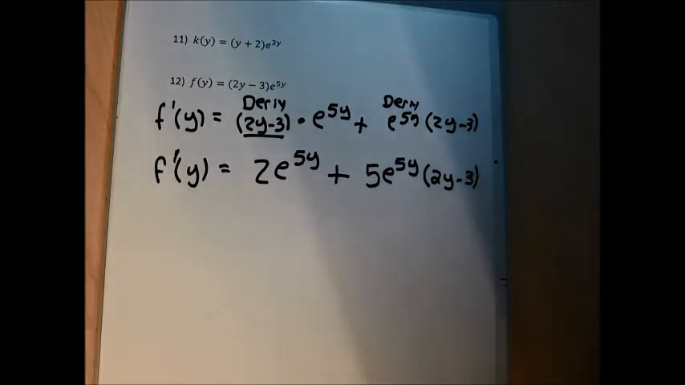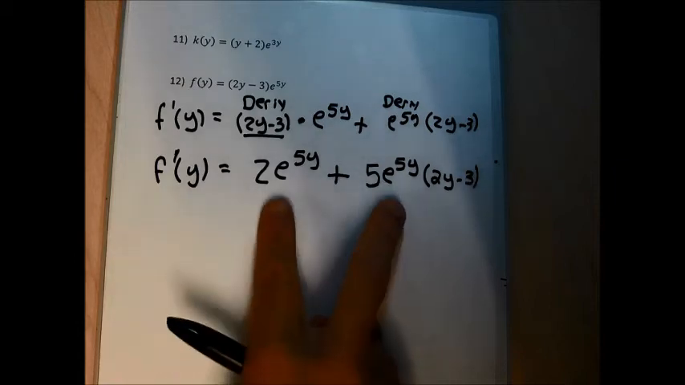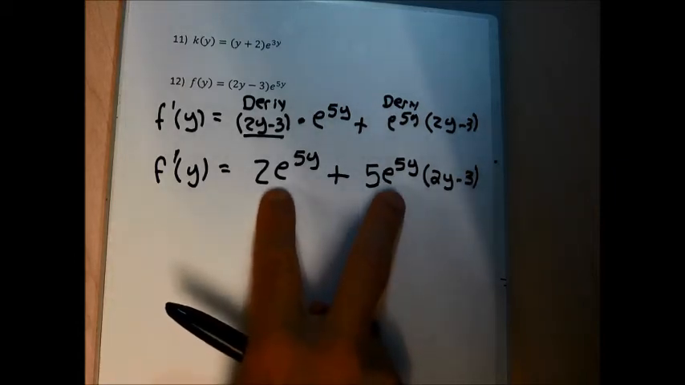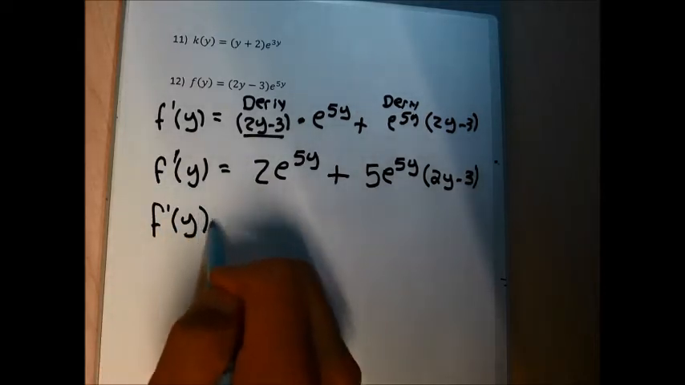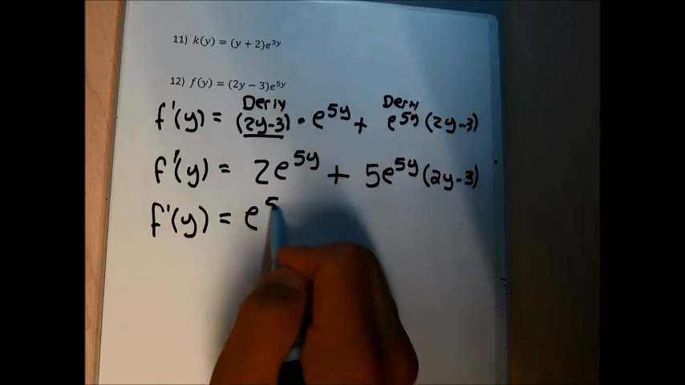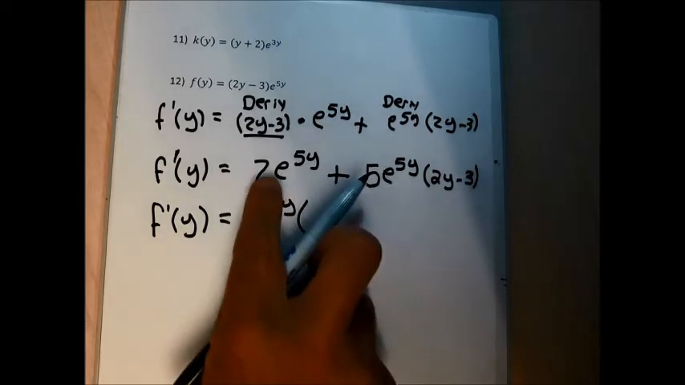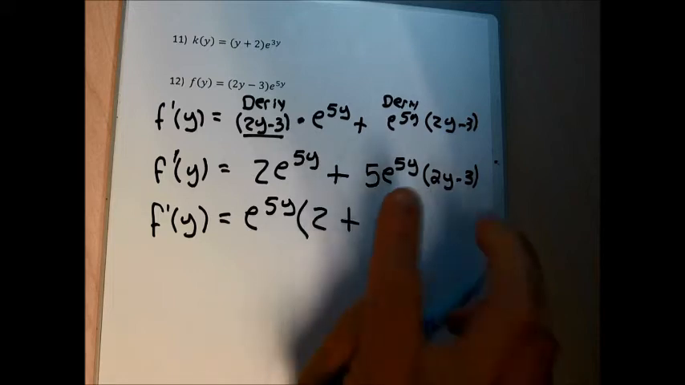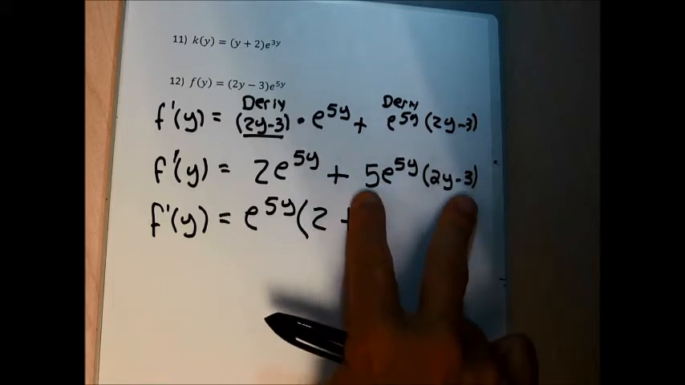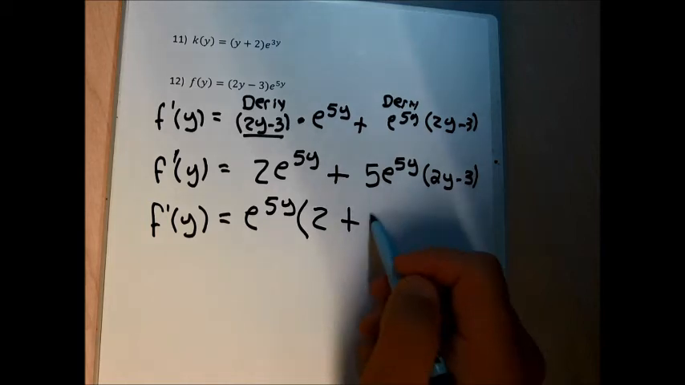Now I look for common factors in all these e problems which have the product rule. There's going to be at least a common factor with an e that I'm going to factor out, and that's the case here. I'm going to factor out the e to the 5y. I'm going to get f prime of y equals e to the 5y times, I'm going to be left with that 2, this plus sign, and this 5 times 2y minus 3, because the e to the 5y goes away.